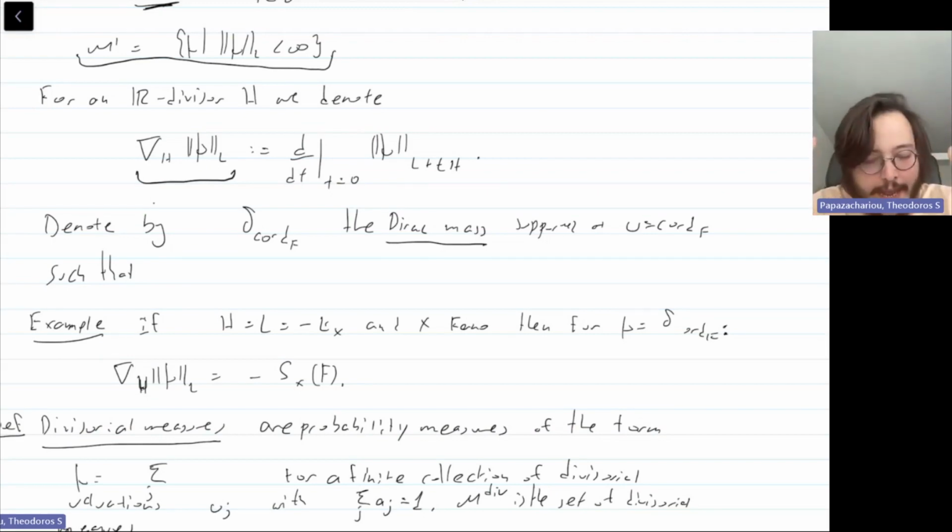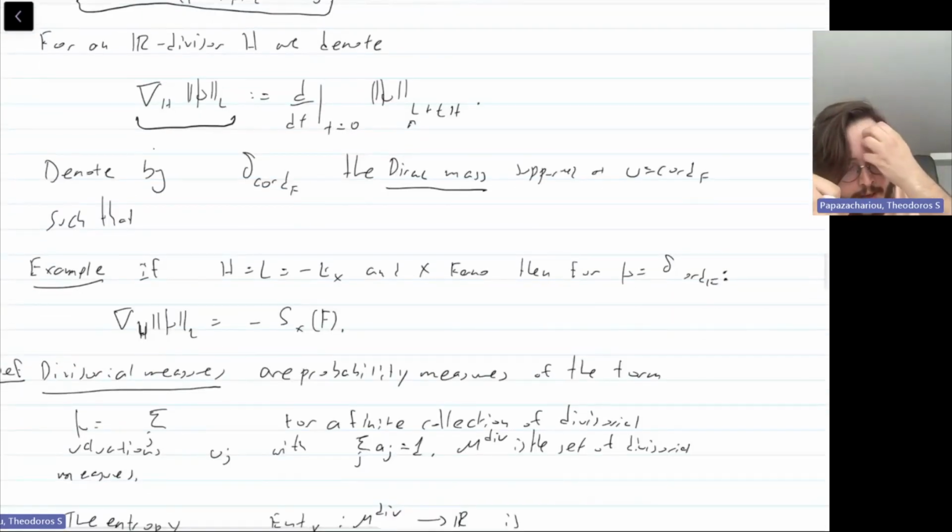The whole point here is I can take an R-divisor H on my projective variety X, and then I can take the directional derivative. This guy here I've underlined is just d/dt, where t is evaluated at 0, of the norm, but now I'm not just evaluating in terms of L, I'm evaluating in terms of L plus tH. It's a bit more complicated because I also have to consider test configurations with respect to L plus tH and so forth. This is a quantity that's usually not very easy to compute, but it's nonetheless a really important quantity, as you will see in this next example.